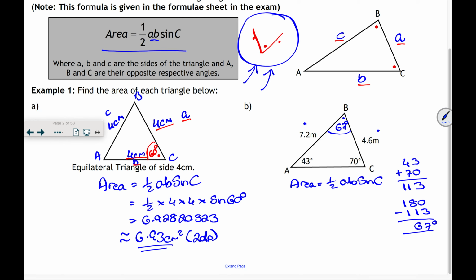Now, we're not dealing with those letters, so let's label our triangle just now. This will be small letter A, this will be small letter B, and this will be small letter C. So what we really have here is area is equal to a half AC sine B, because I'm dealing with side A, side C, and the included angle is B. Now I can put my values in. That's going to give me a half times 7.2 times 4.6 times the sine of 67 degrees.